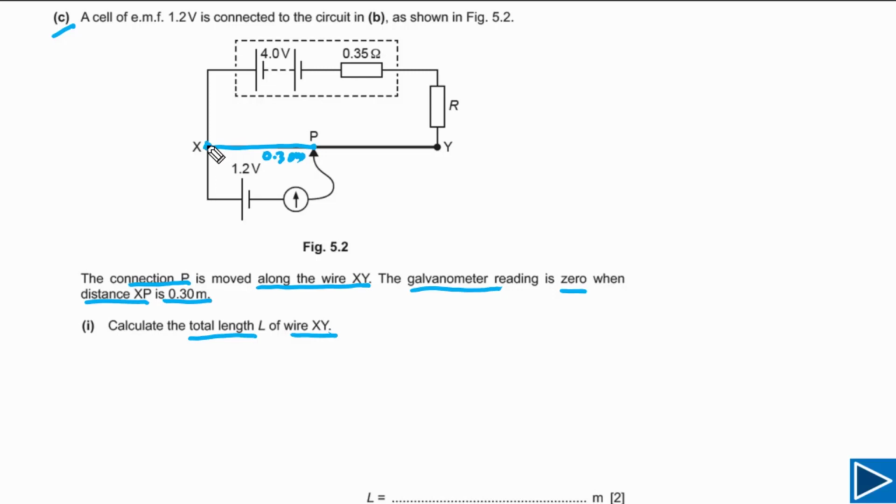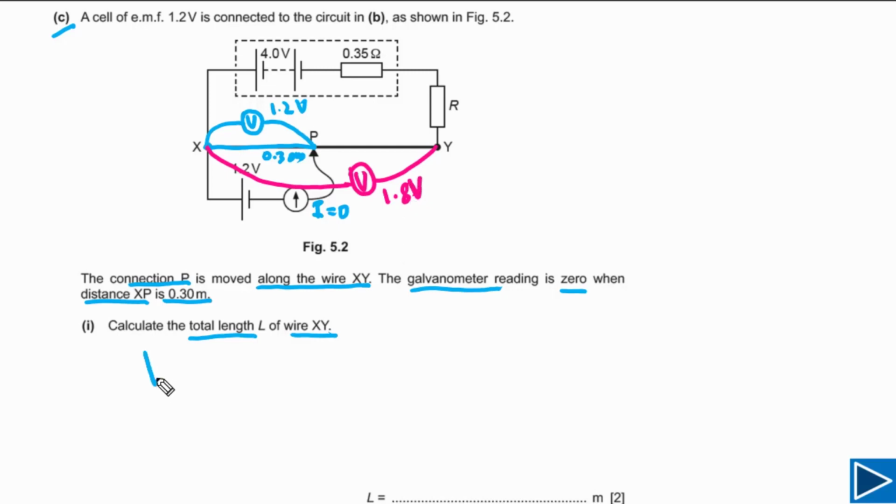If we connect a voltmeter across xp, means between x and p, the reading on this voltmeter is equal to 1.20 volts because the galvanometer reading is equal to 0. So this is what the question is telling us. What we need to do is find the total length of wire xy. But in the previous part we have already calculated the potential difference across xy. Means if we connect a voltmeter between x and y, the reading on this voltmeter is 1.8 volts. We have already calculated this in the previous part.